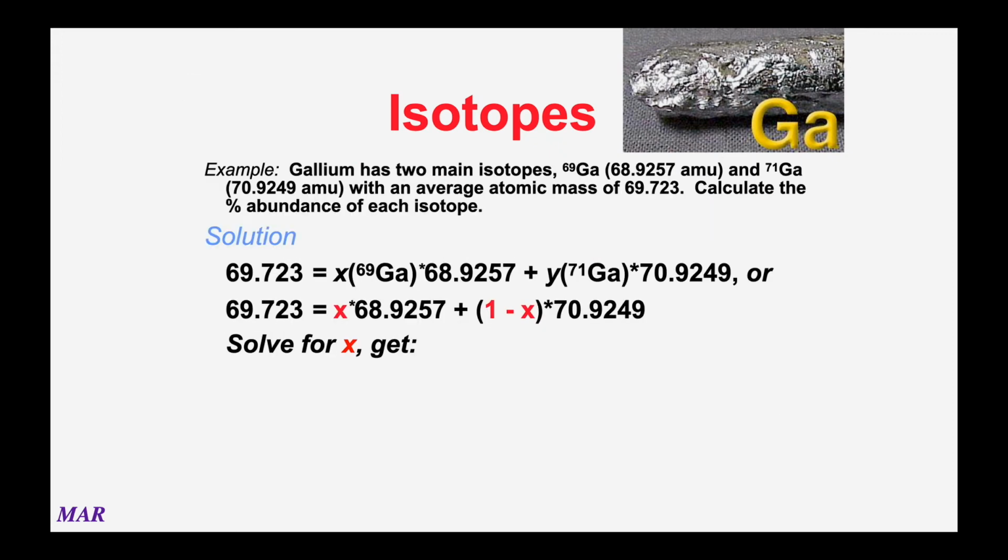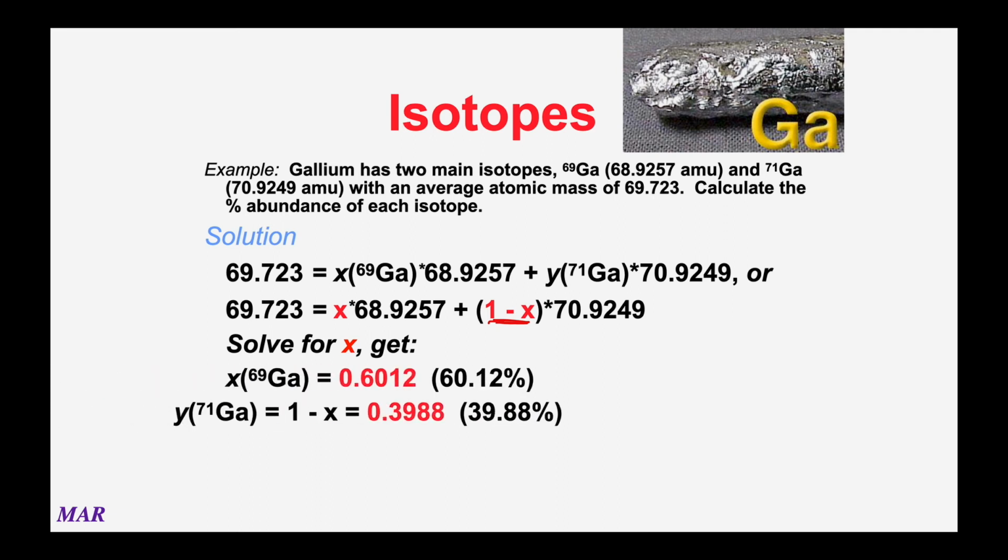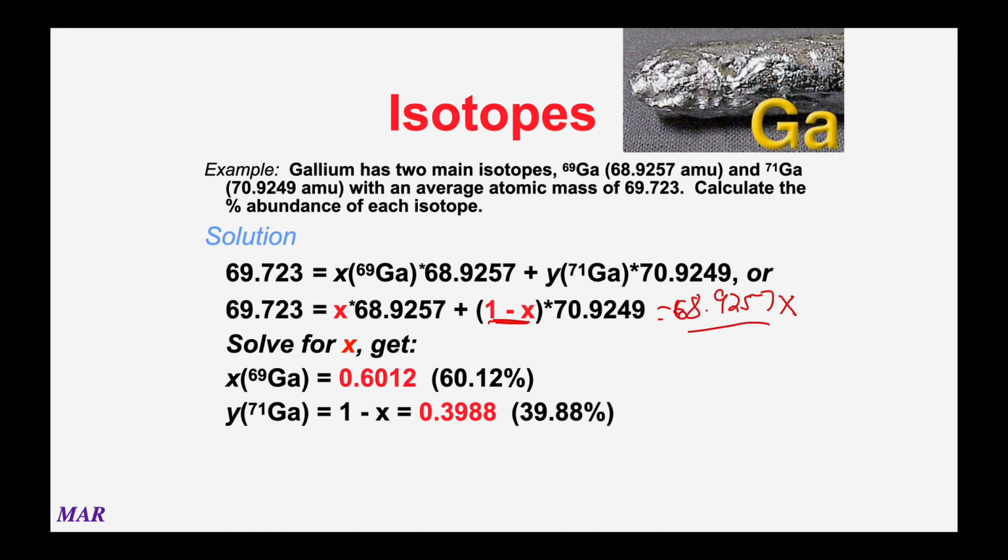So here's the x and the y, and here I substituted in the 1 minus x for it. So what we want to do here is solve for x. Now, I skipped some steps here, and I'm going to let you try this problem on your own. But if you want me to get you a little bit farther, you can say here that 69.723 equals 68.9257x. That's basically these two right here.